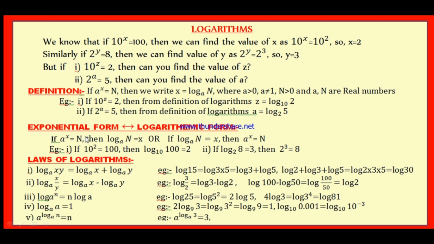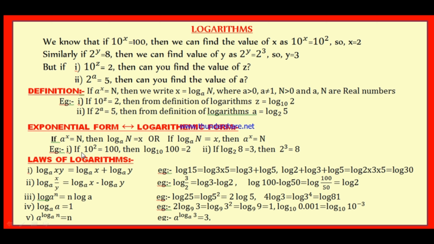Here if you observe both, how do you remember this? Here the base is a. In exponential form, a power x is equal to n, the base is a. Here also the base is the same, a. Therefore, if a power x is equal to n, this is the exponential form. If you are asked to write this exponential form in logarithmic form, then you can write the same equation as log n to the base a is equal to x. Or you can change the logarithmic form to exponential form also. That is, if log n to the base a is equal to x, then you can write the same equation in exponential form as a power x is equal to n.